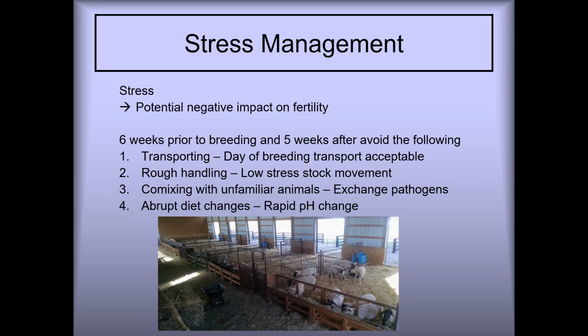And then also nutrition and feed changes, making sure we make all those changes slowly to the system. Even if we're getting a new batch of hay and one hay has more protein or more alfalfa in it than the grass that you were feeding, blending all those things can be beneficial in avoiding some of those abrupt changes.